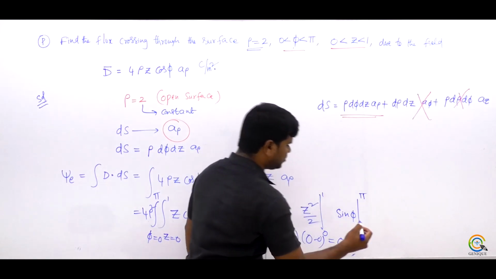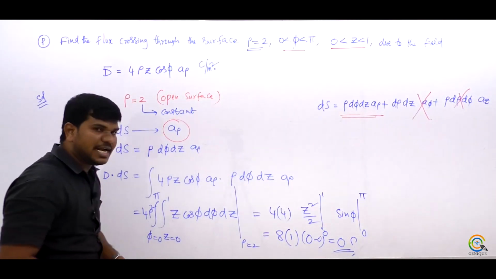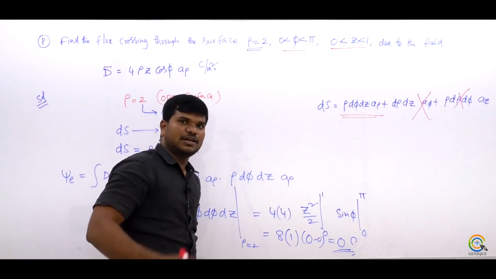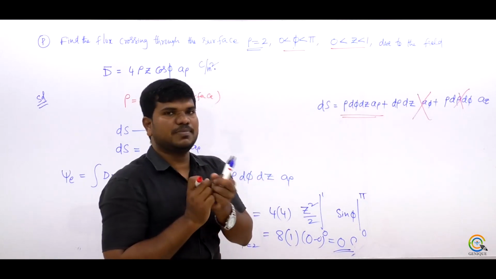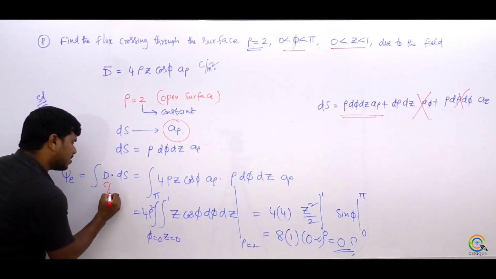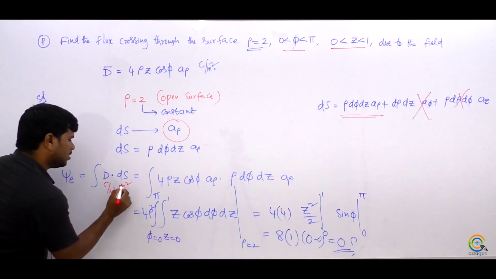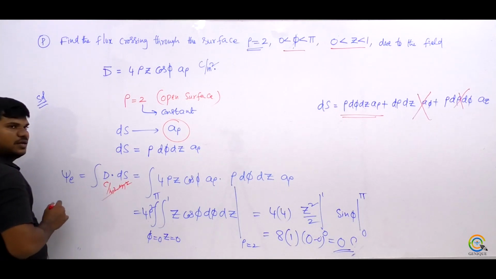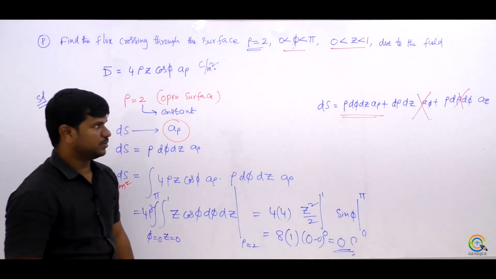The answer is 0 coulombs leaving the surface. Why am I writing the units C? Coulombs only. The electric flux is measured in terms of coulombs. Why? Because coulomb per meter square into meter square, these two will get cancelled. Only you will get the coulombs. So that's why I have written the coulombs.